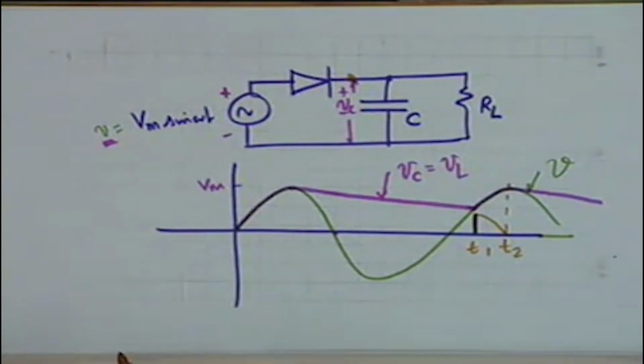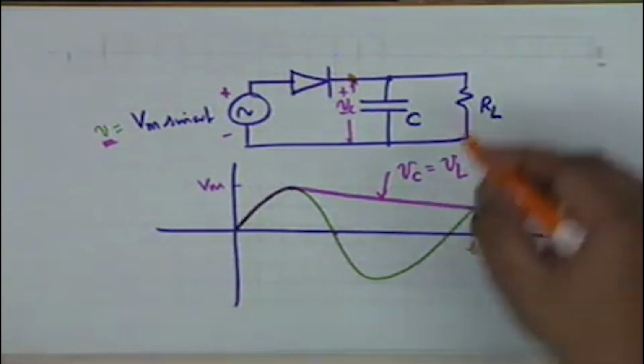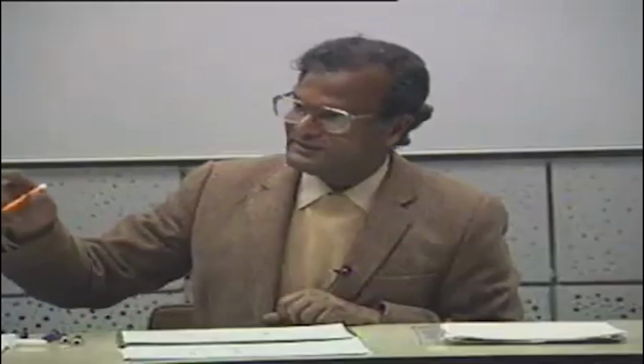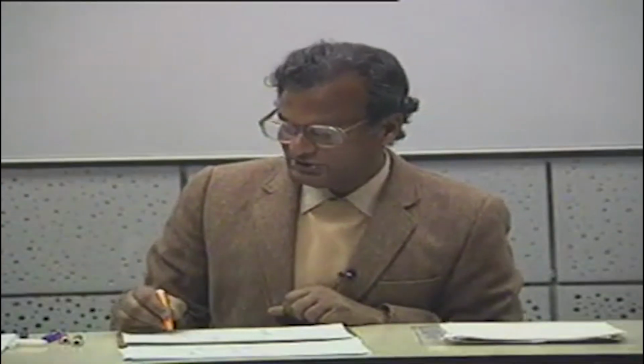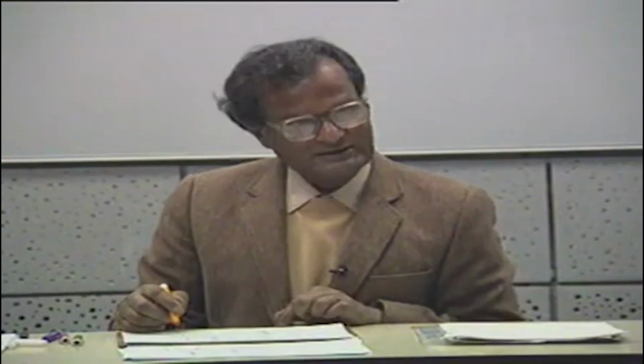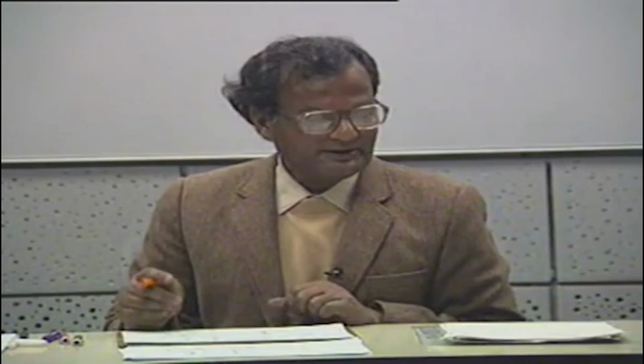Not only that, there is something else that happens to the DC voltage that is developed. If T2 minus T1 was 0, then the VDC would have been constant, and therefore the shorter the interval of diode conduction, the better would be the rectification, or the less will be the ripple voltage.